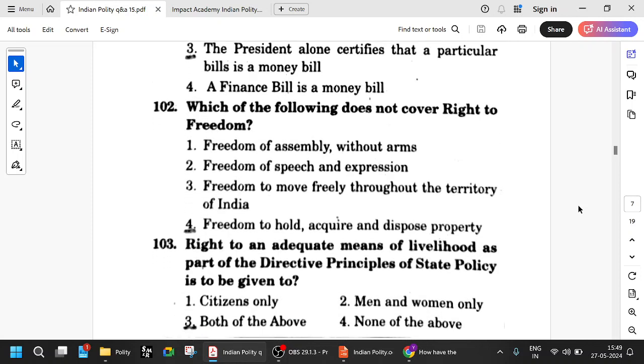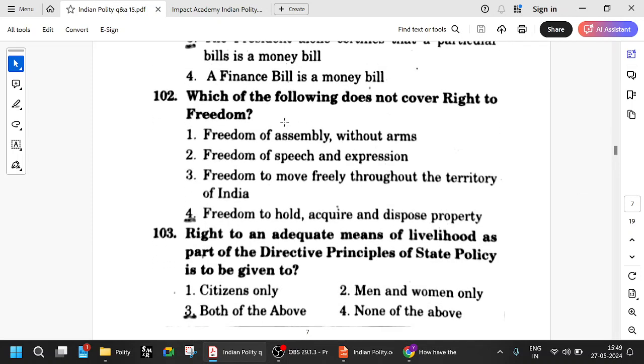So which of the following does not come under right to freedom? Freedom of assembly without arms, this is there, Article 19. Freedom of speech and expression, again Article 19. Freedom to move freely throughout the territory, again Article 19. Freedom to hold, acquire, dispose property, this is right to property, which has been removed as a fundamental right. This is only a legal right.